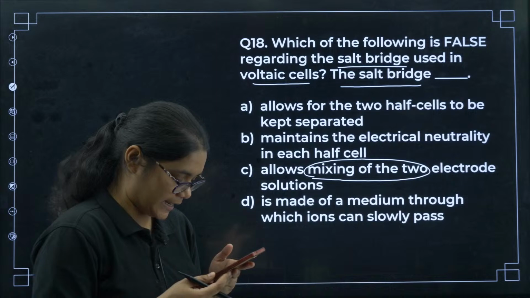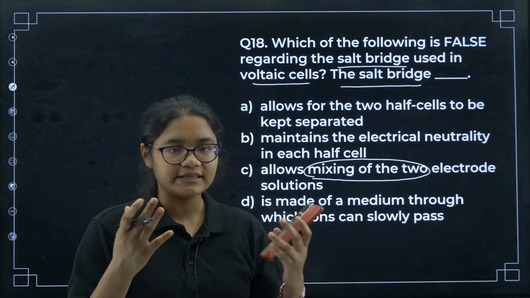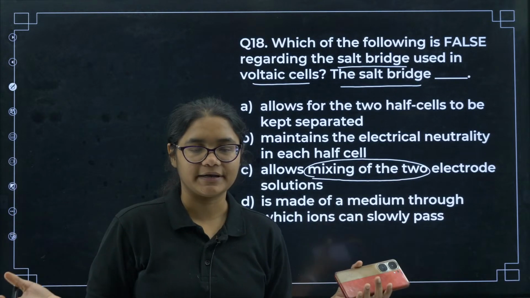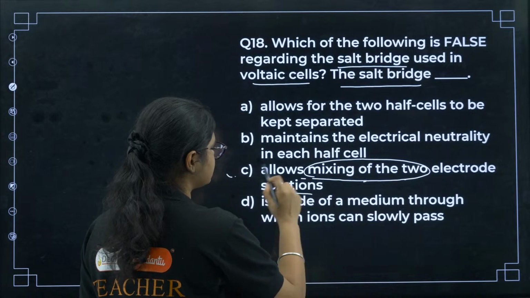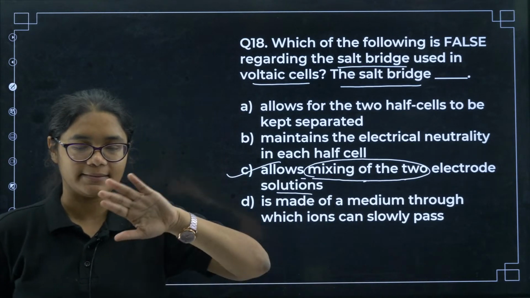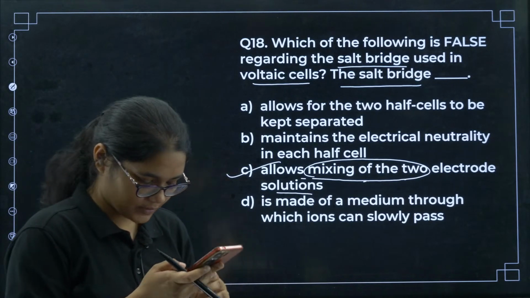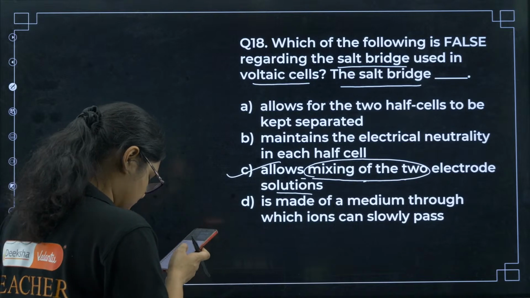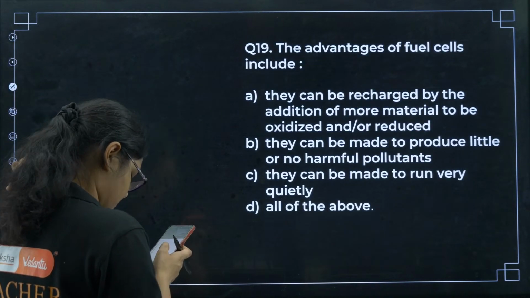18A, no dear, it's wrong. See, the salt bridge helps to keep the two solutions separate, right? The false statement here is that it allows mixing of the two electrode solutions. Does it mix two solutions? No, right? The salt bridge helps to keep the two solutions separate. So yes, C is the correct answer.